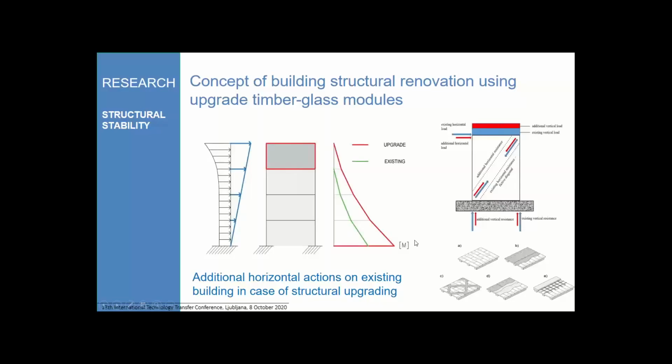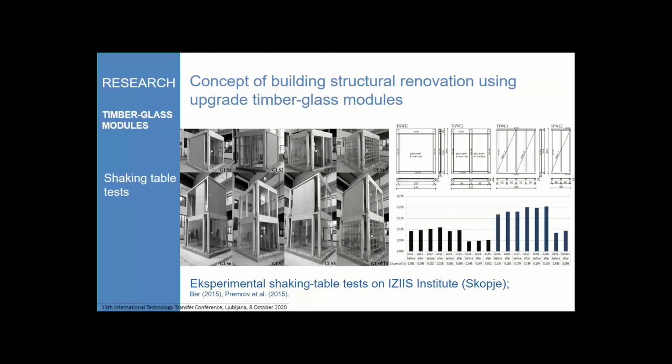Because of that, we developed special timber glass modules, which were tested in Skopje at the ISIS Institute on the seismic shaking table. And we then improved the structural, the seismic stability with metal anchors. The most important thing is to put the whole ductility into metal elements, so into these anchors, and especially not into glass, because glass is a very unductile and creep material. We also measured the natural frequencies, and from the results presented on the bottom right side, we can see that there is practically no difference in the first frequency before and after the seismic shaking table test. And we tested up to 0.5 g. So this is a very heavy seismic action. Thank you.